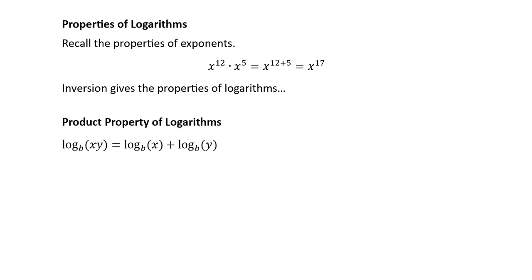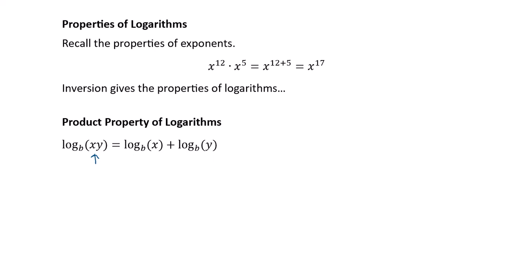The product property of logarithms states that the log base b of x times y is equal to log base b of x plus log base b of y. This is a property that you can use forwards or backwards. In short, what it means is if we have a product in our argument, we can write this as two separate logs being added.